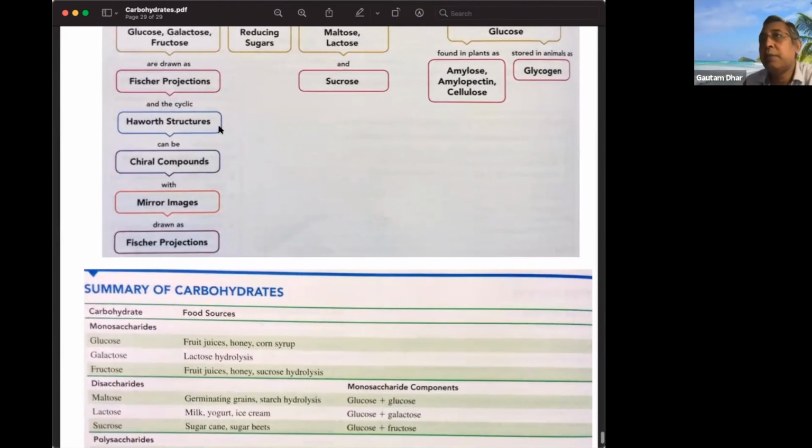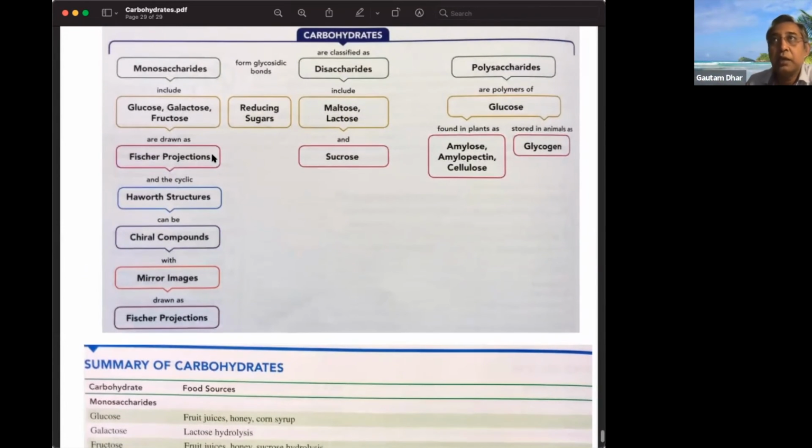And the structures can be mirror images of one another. So you should be able to give the DL notations, alpha, beta, DL. When you are doing the DL, you are looking at the chiral carbon furthest from the aldehyde carbon. Okay, and the OH is pointing right. We say right is dextro, so that's a D, or we have the label L.